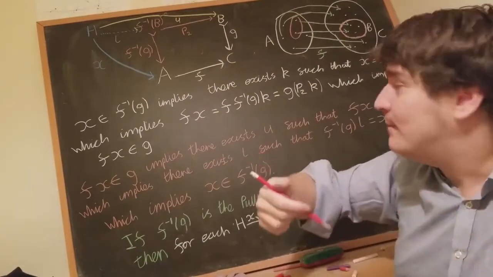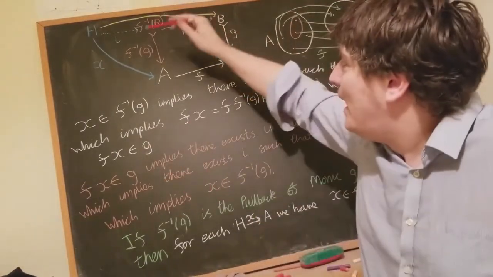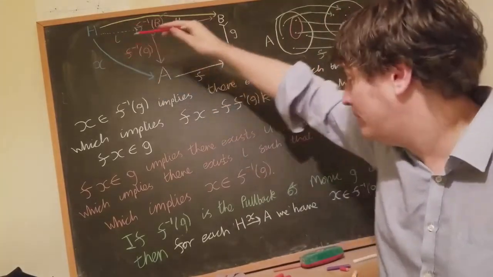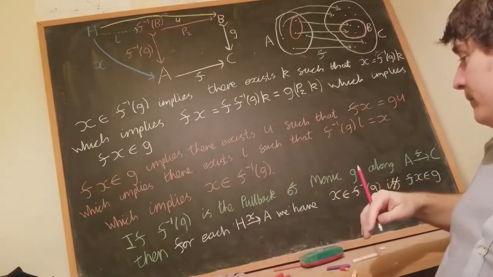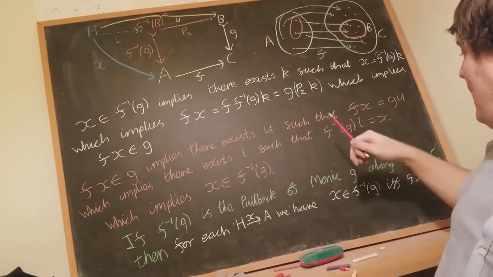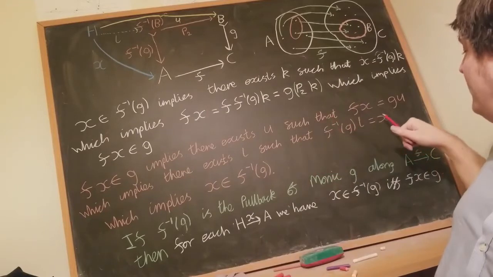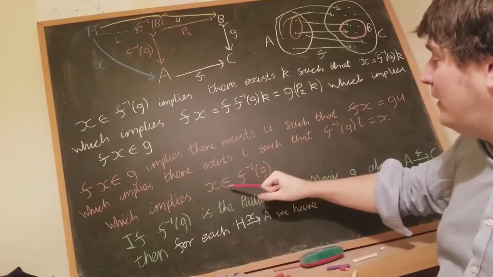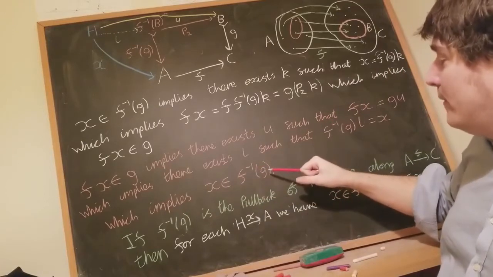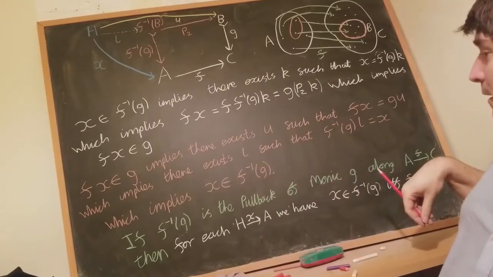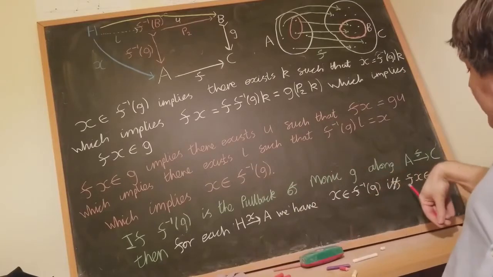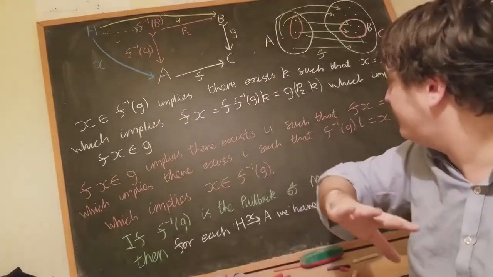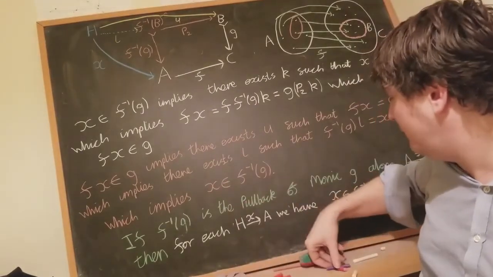And one of the things that implies is that f to the minus 1 of g after L equals x. And that just implies that x is in f to the minus 1 of g. So we've now shown that this implies this, and that this implies this. So we're done. This is a very useful result.